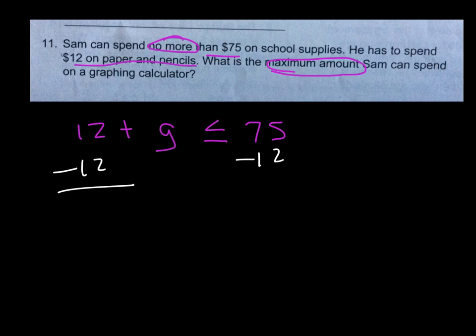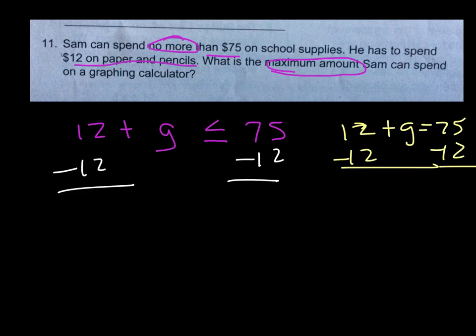Now, I want you to notice something. This looks just like an equation. It's just like if I say 12 plus G is equal to 75. In that case, you would do the opposite. You would subtract 12 from both sides. Just like I did over here, you'd mark out the 12, bring down the G, equals, and you do 75 minus 12, which would be 63.